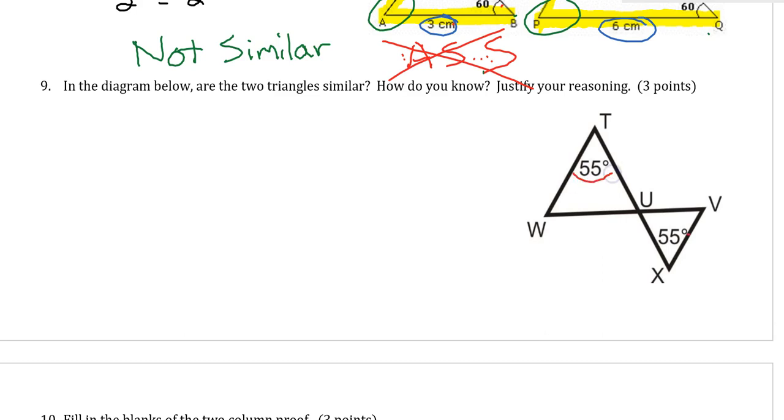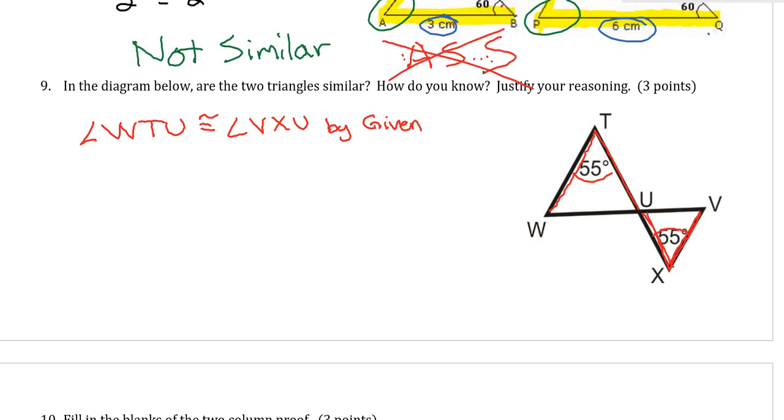Well, if I look here, I know angle, I'm going to draw on the lines, WTU is congruent to, right, draw the two lines that connect this, VXU, okay, by, right, it's given to me. They're both 55 degrees.